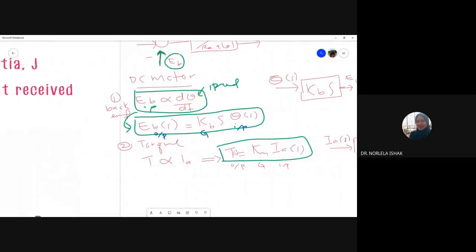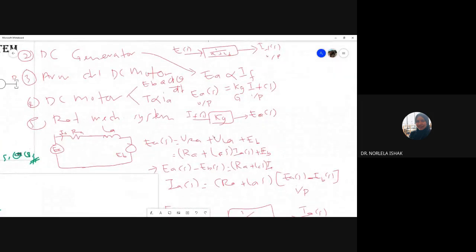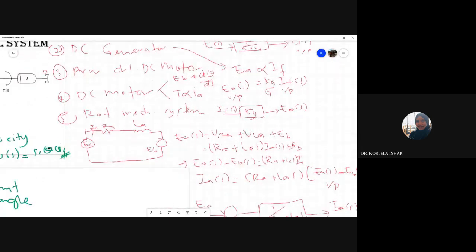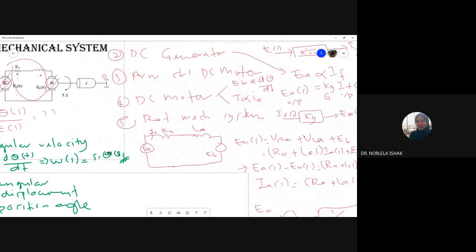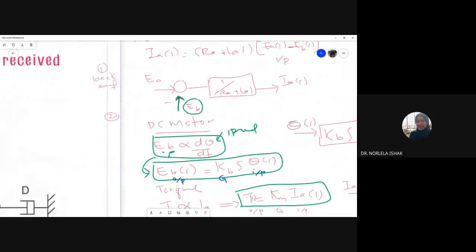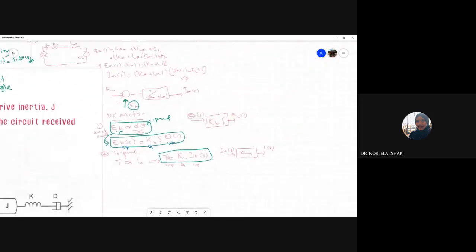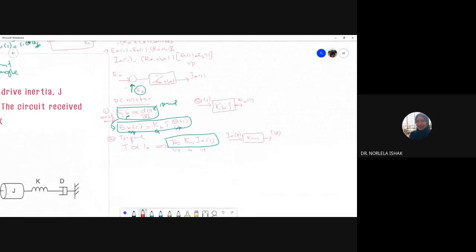Okay, the next one. What else was there? Okay, last one: the rotational mechanical system. The rotational mechanical system has inertia and a damper. Let's derive the equation for the rotational mechanical system.